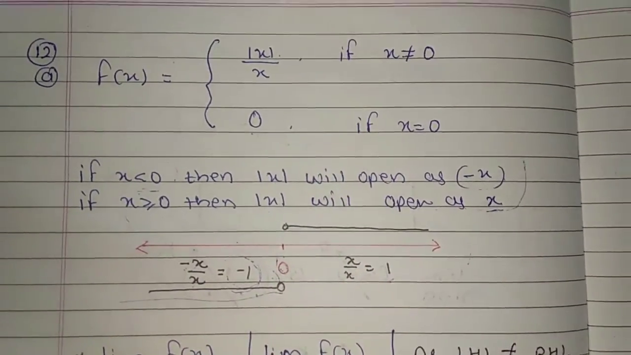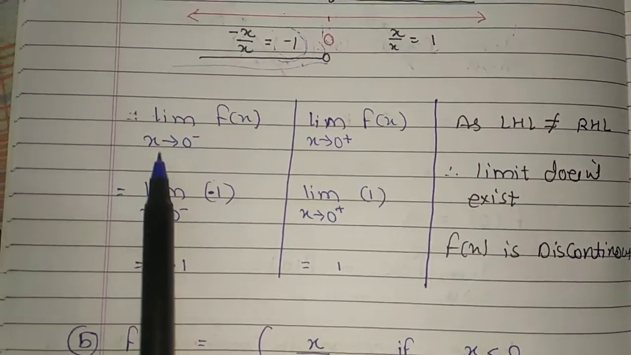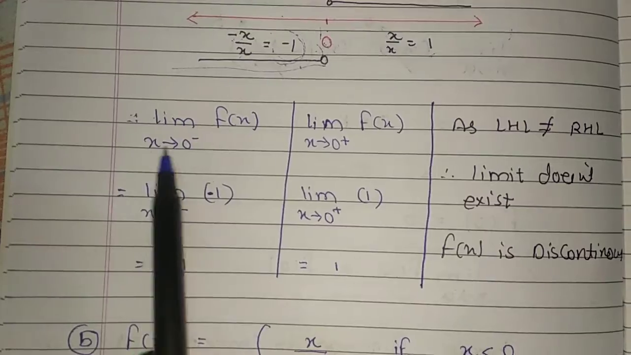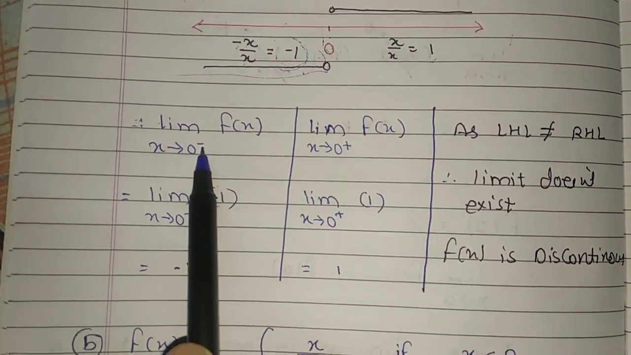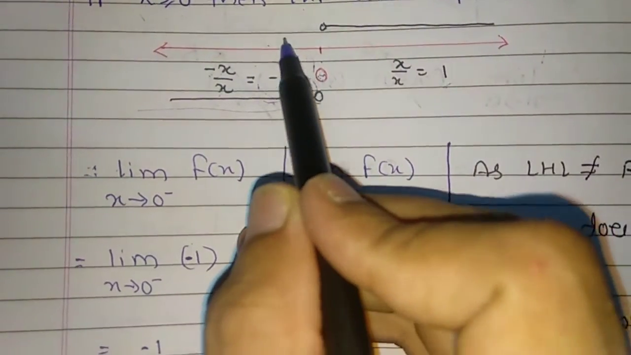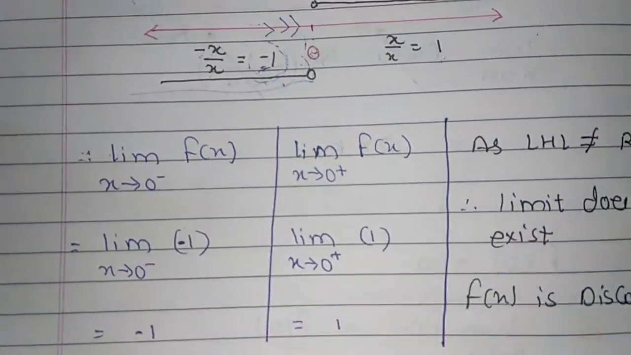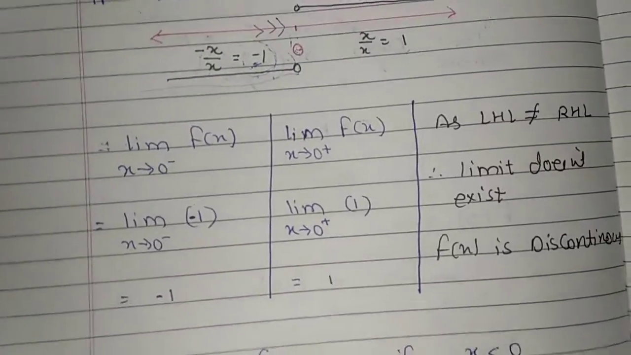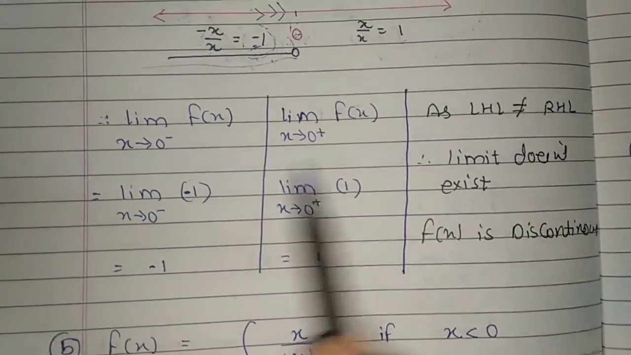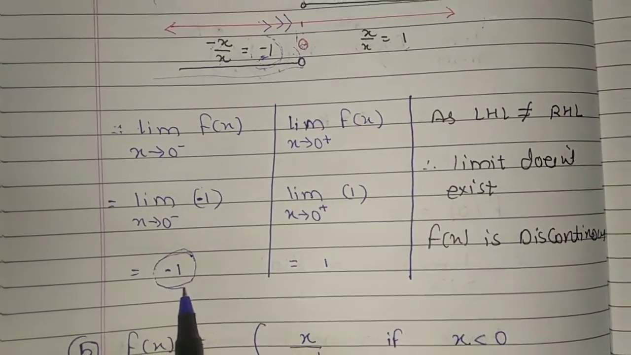Now let's check the continuity of this function. First we'll calculate the left hand limit, so x tends to 0 from the left hand side. As we can see on this number line, if I approach 0 from the left hand side, then my function remains -1. So the value of the function is -1, and hence by applying the limit, it is still going to be the same.